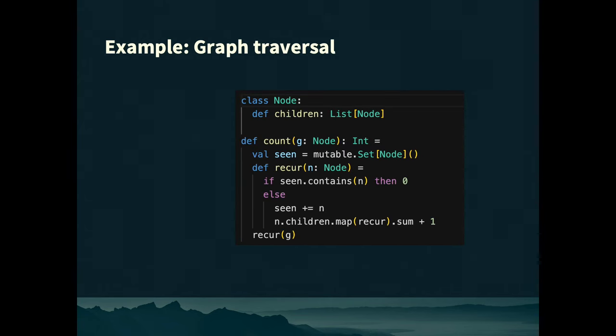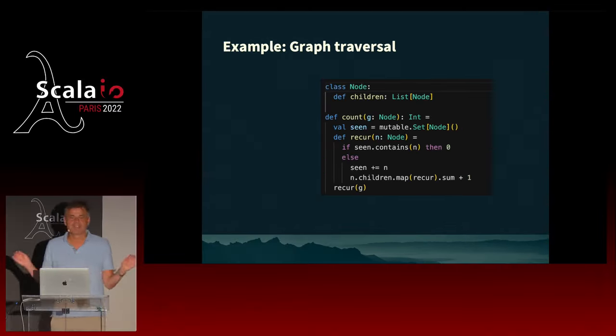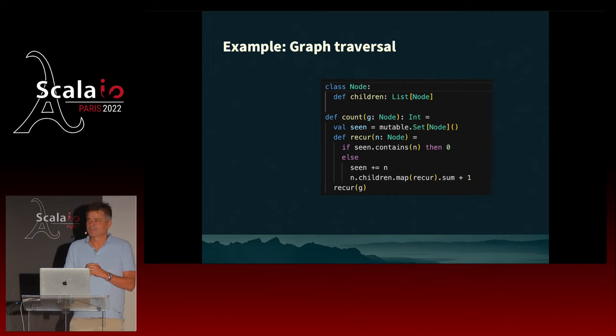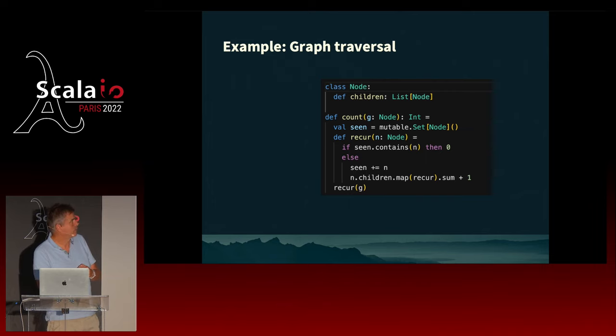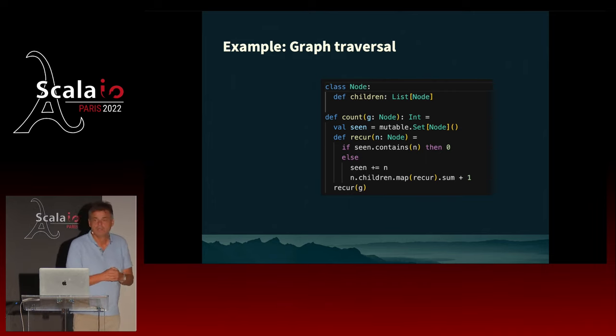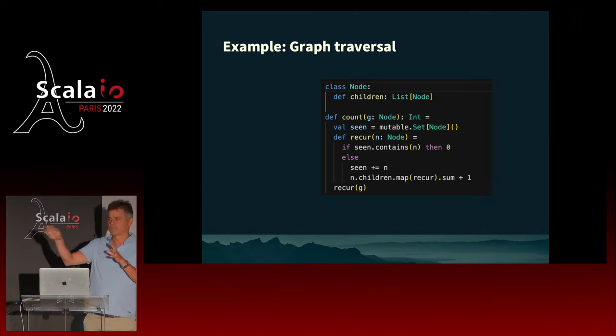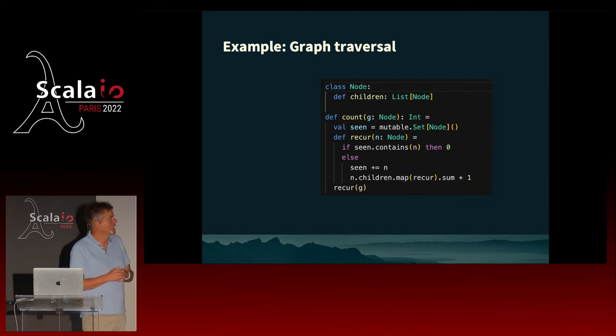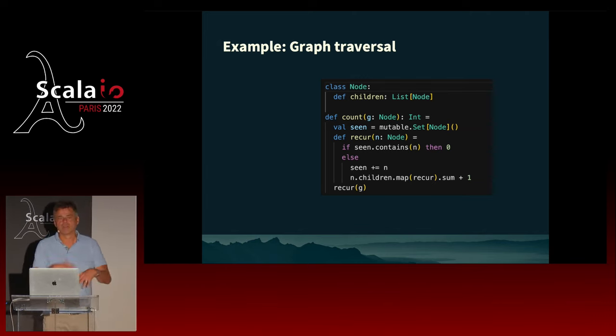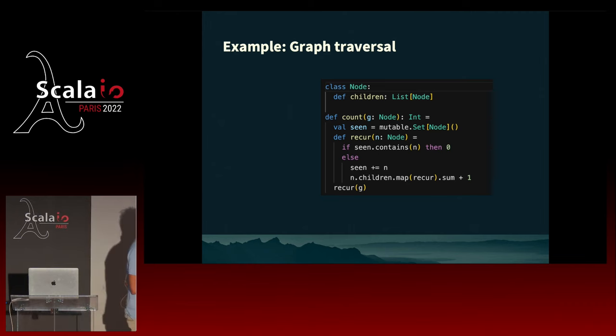Another example is graph traversal. And again, I'm only telling you stories that I've actually seen. I'm not making anything up here. So graph traversal: let's say we have a graph represented as a class Node, and each node has a list of nodes which are its children, its successors in the graph. And then you want to count how many nodes are in the graph. The graph could have cycles.